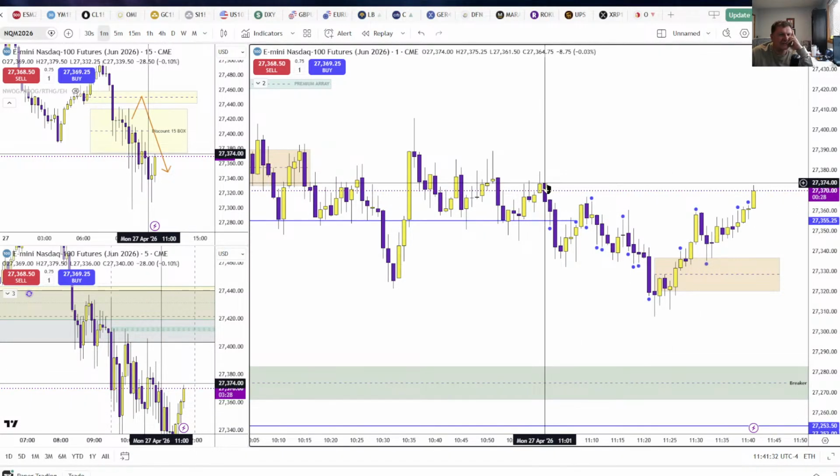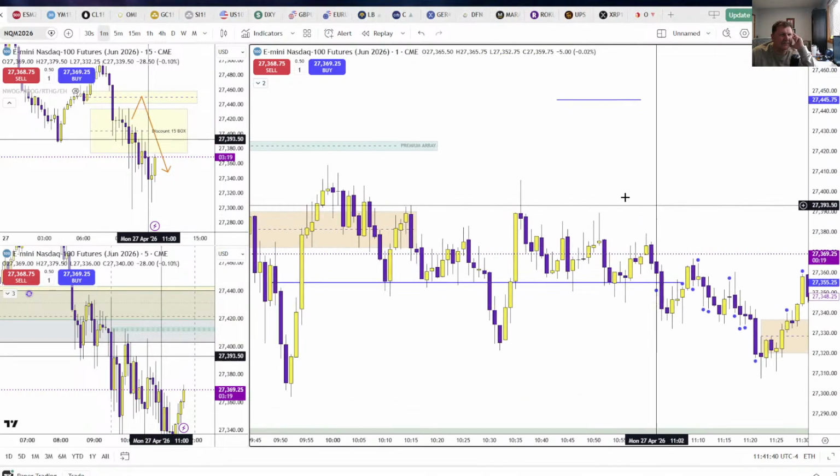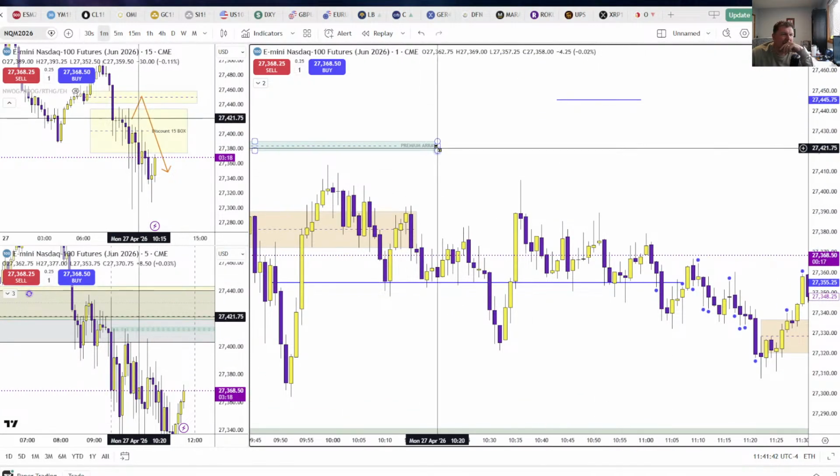Rejection block. Pay yourself a rejection block at 374. And then you're looking for equal highs again and back up into these premium arrays.